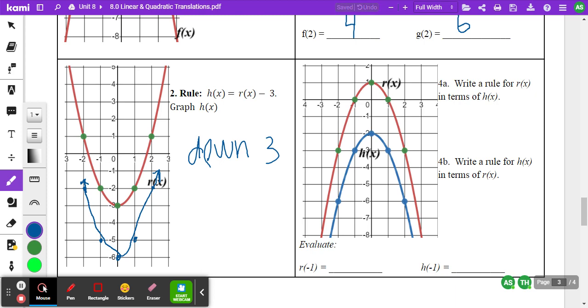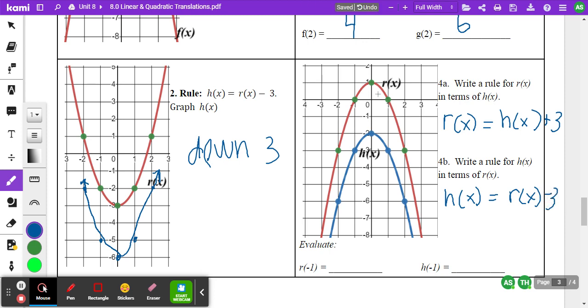So for number 4, write a rule for r of x in terms of h of x. So if we're writing a rule for r of x, we are starting with h of x. Looks like we are going up 1, 2, 3. So plus 3. Write a rule for h of x in terms of r of x. So when you start at r of x, you move down 1, 2, 3. So we subtract 3.